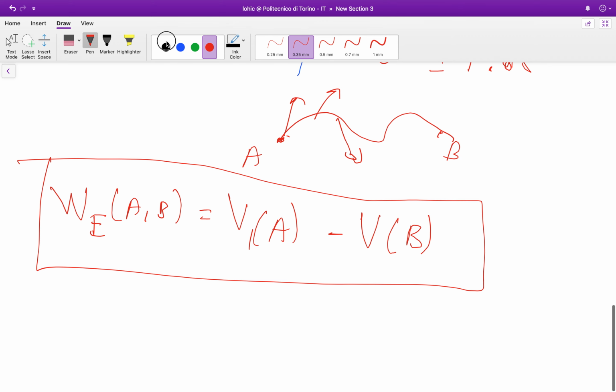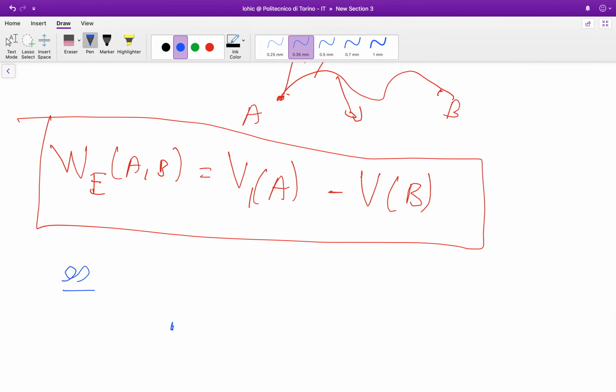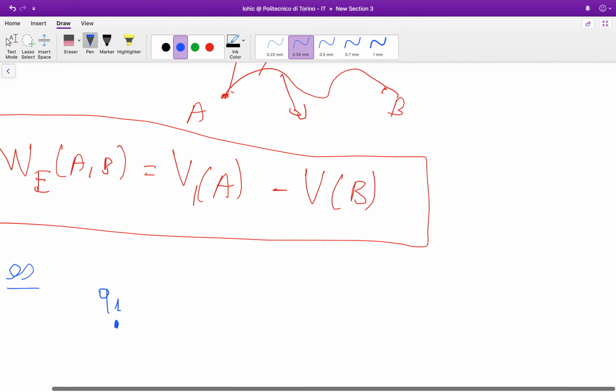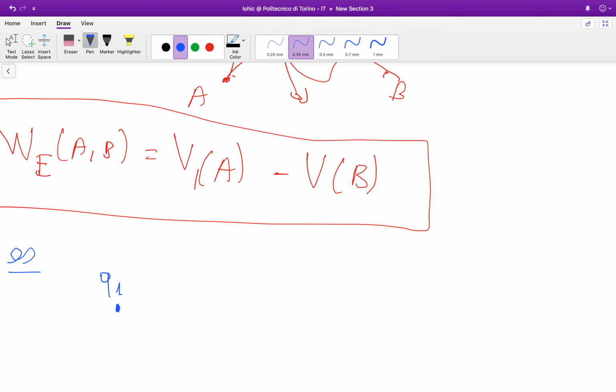What does it mean? For example, suppose that this is the kind of stuff that comes at the exam. So you have a charge Q1 here, and Q1 is like the source, the one that creates the field. Suppose that the question is this: this is my charge Q1. At the beginning there is no other charge in the field created by Q1. So we have the charge Q1, but we have another charge Q2 at infinity.